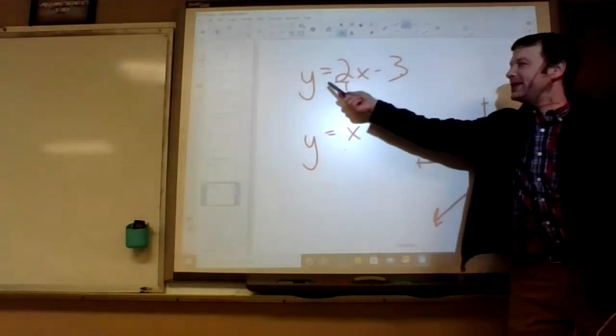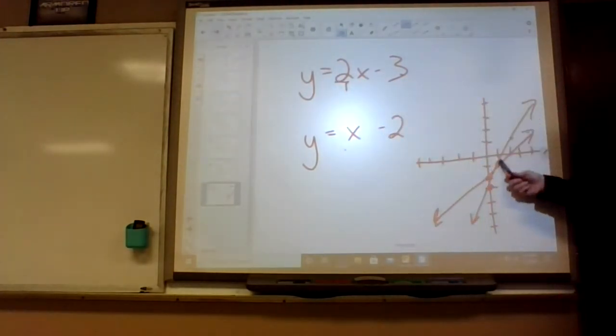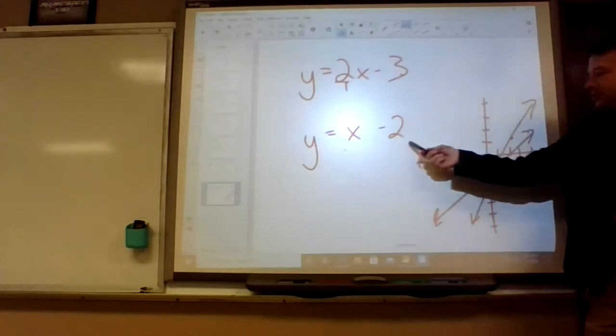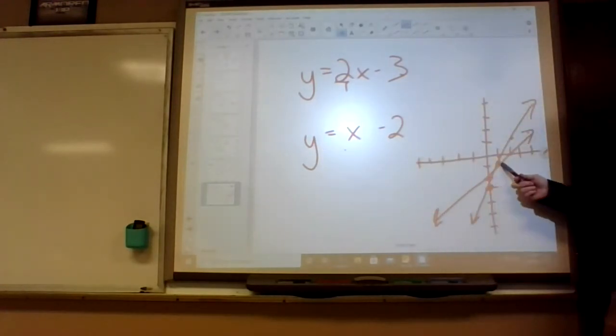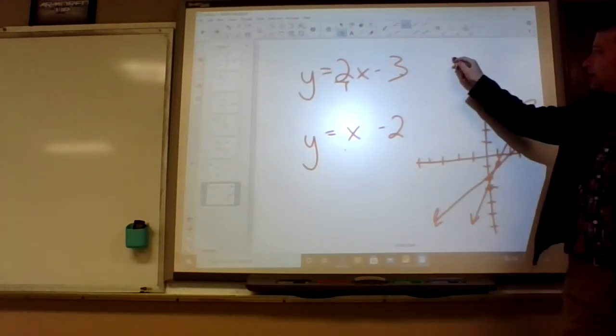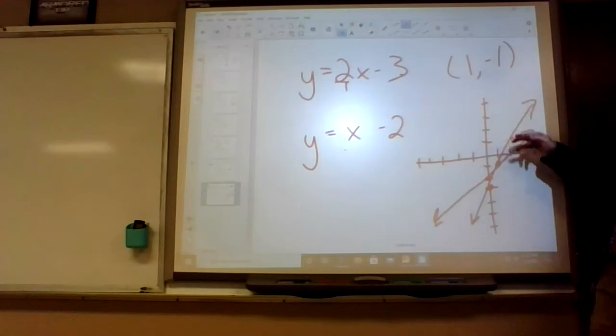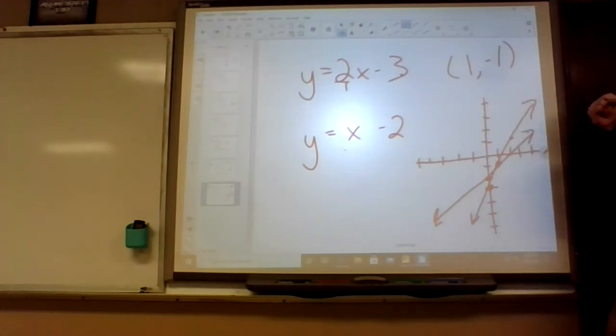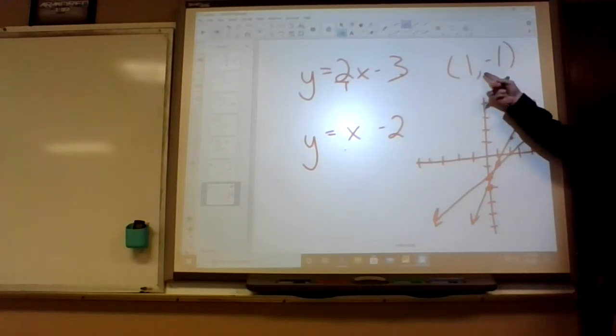So even though this has an infinite number of solutions, and this has an infinite number of solutions, they have one solution in common at 1, negative 1. That's where they meet. My picture's not very neat. Basically, if they're not parallel, they have one solution in common.